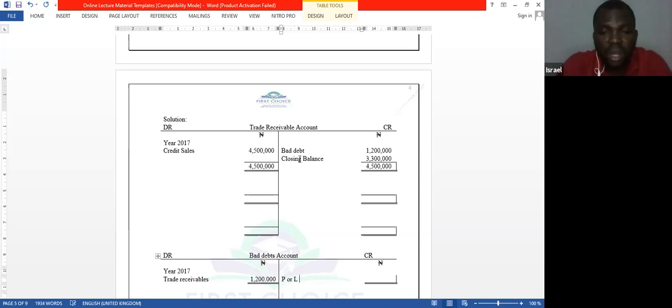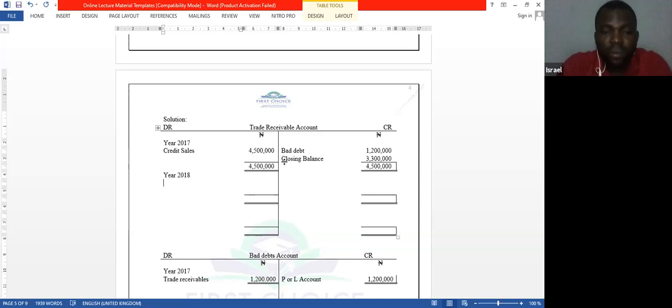So if we look here, we have 1.2. And the reason why you are seeing double column is that nothing else should be added. Nothing else can be added to that figure. Now, if we have closed it for the year, so we now want to do for year 2018.